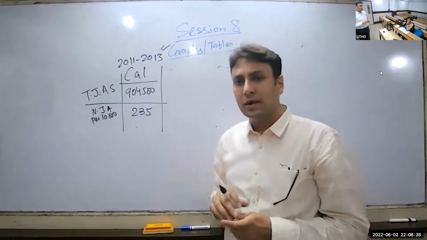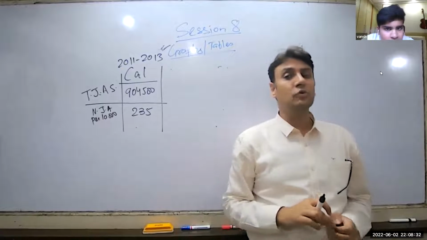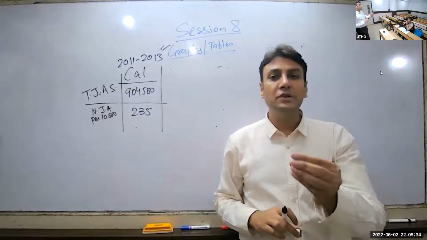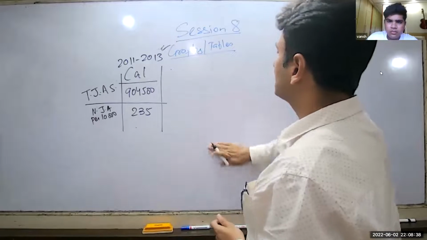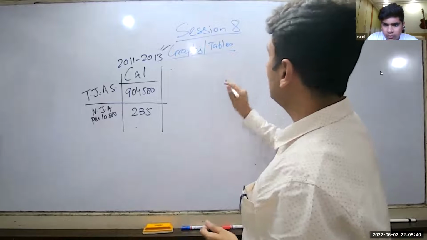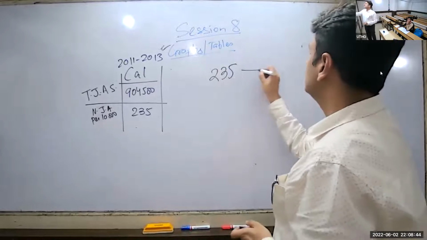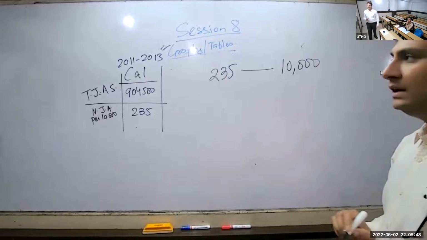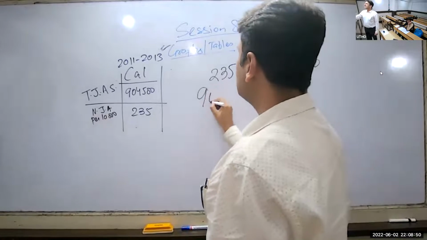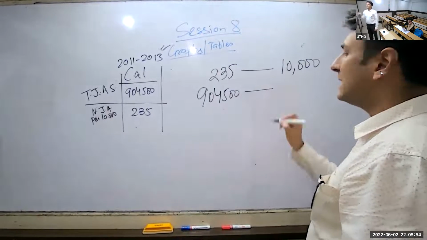ये table clear हो गया क्या? अगर ये table clear हो गया तब तो फिर ये question में कुछ भी नहीं बचा. ये तो simple unitary method वाला question बन गया. What is that? देखो guys, I am adding 235 jobs for every 10,000 people. So if I am adding 904,500 jobs, how many people should I have?